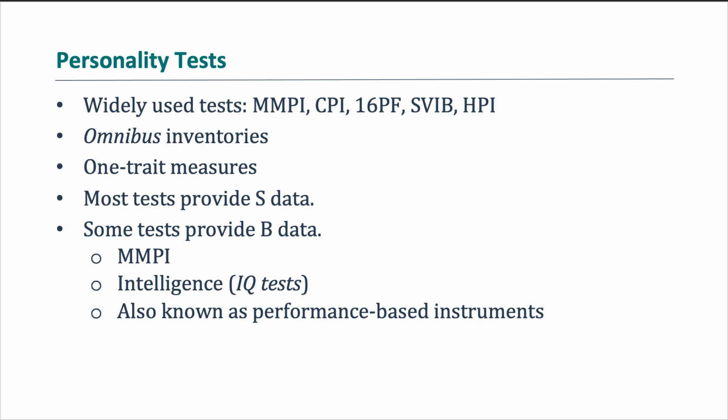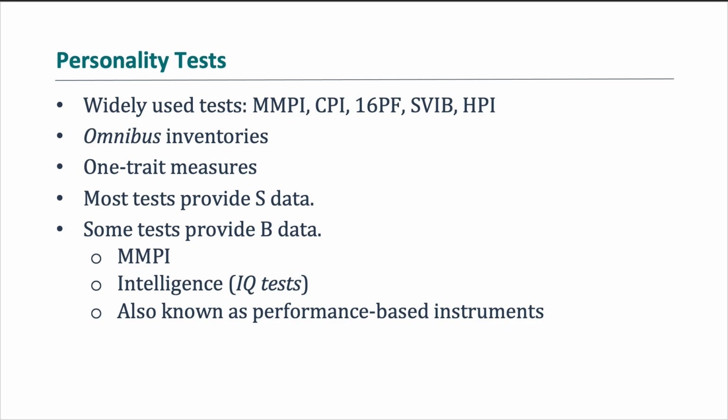Now, some of them, in fact most of them, are going to have S data, which, if you remember from last week, is self data. It's that self-disclosed data, so it's you answering questions about you, or me answering questions about me. But some of these tests also provide B data.